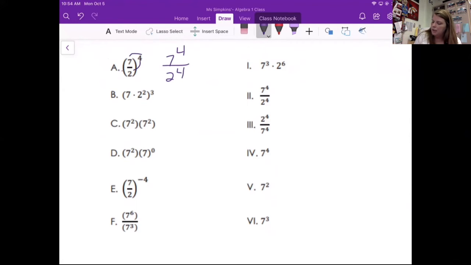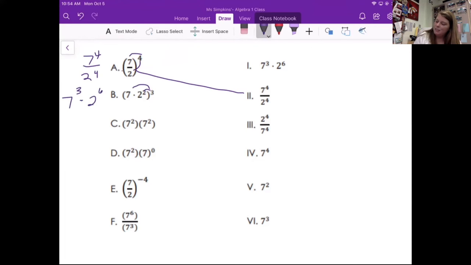So I'm going to draw a line. Actually, I'm going to write this over here. This was 7 to the 4th over 2 to the 4th. So A went with number 2, which I saw a lot of you do. B, again, I have that exponent outside the parentheses, so I want to give it to both of the things inside the parentheses. So that would be 7 to the 3rd times, and then 2 times 3 would give me 2 to the 6th power, which was the first one.